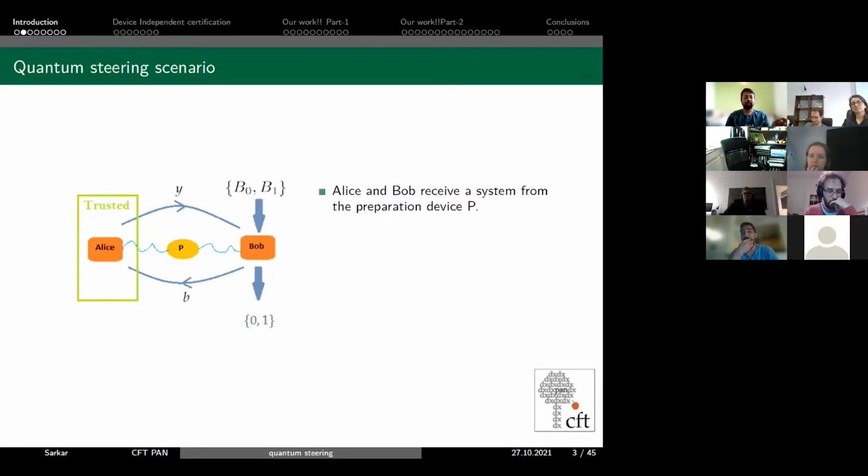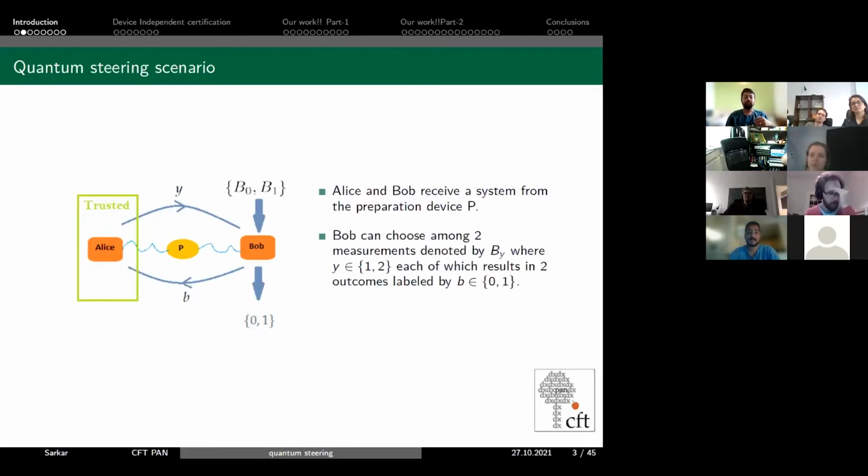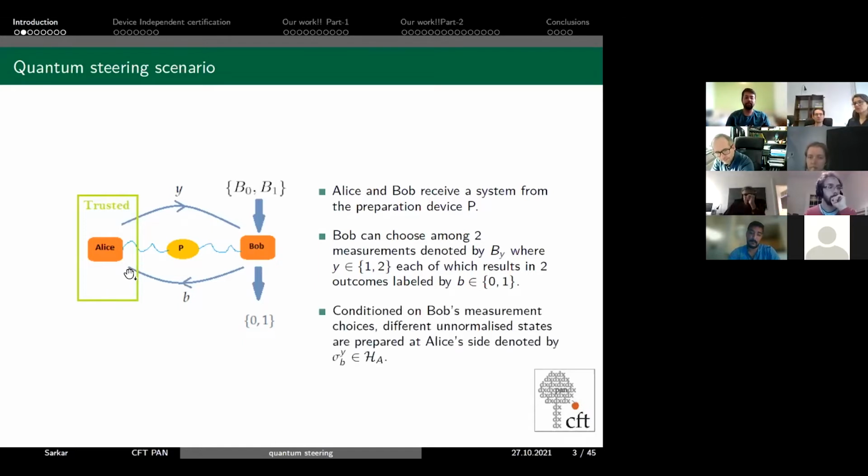So now Alice gives some inputs to Bob, and Bob performs some measurements based on those inputs. And depending on those measurements, we can say that some systems can be prepared on Alice's side, which are denoted here with this sigma, which are known as the assemblage. So these are some unnormalized states, but since Alice is trusted and she can perform quantum measurements on her system, she can do a full tomography on this assemblage, and she can reconstruct it.